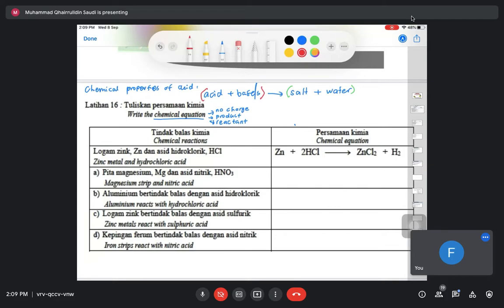Zinc. Are you sure this is acid plus base? Acid plus metal. Yes, this is not acid plus base. This is acid reacting with metal. So when acid reacts with metal, what is our product? Salt and hydrogen gas. Yes, salt and hydrogen gas.